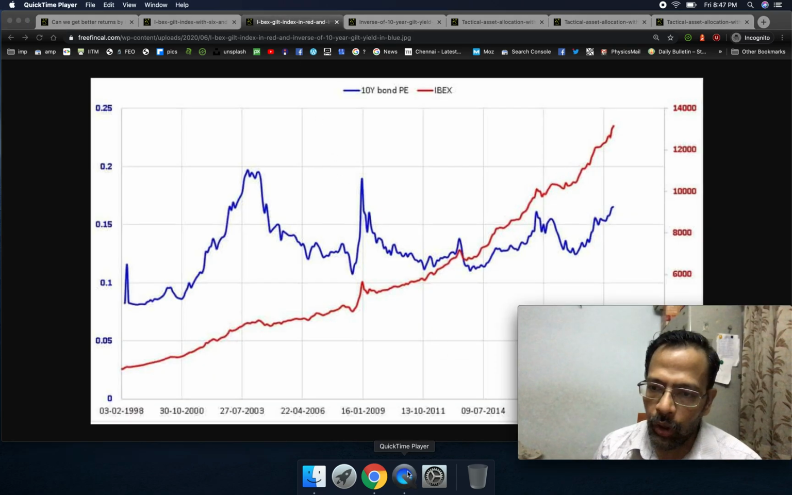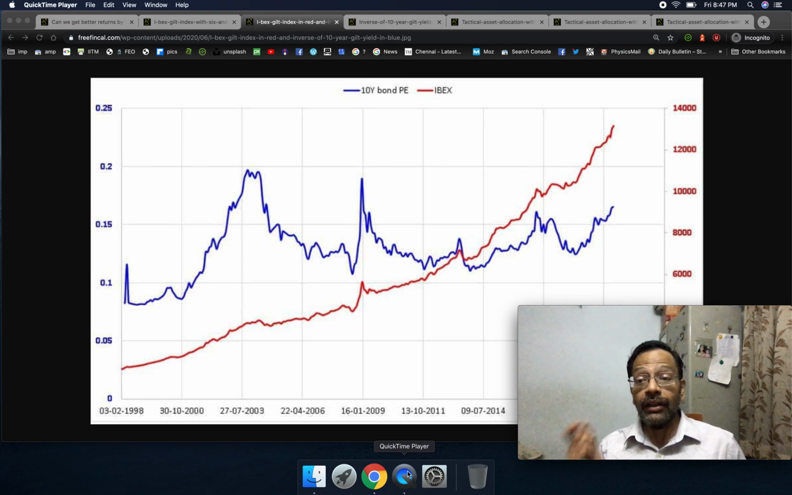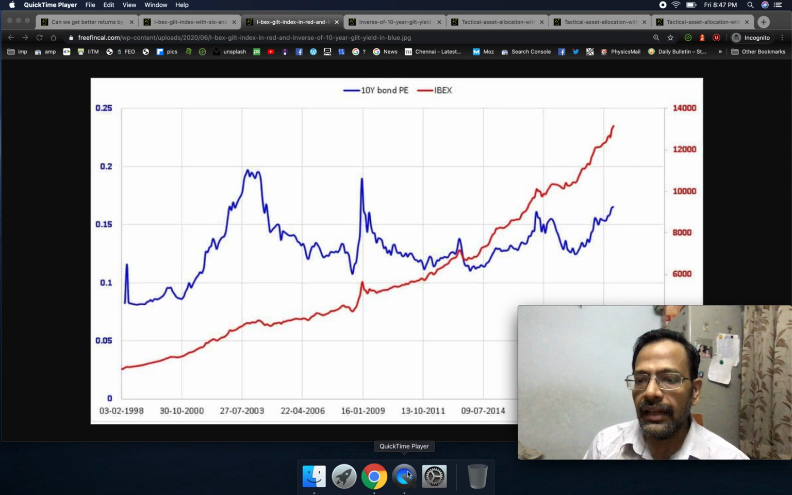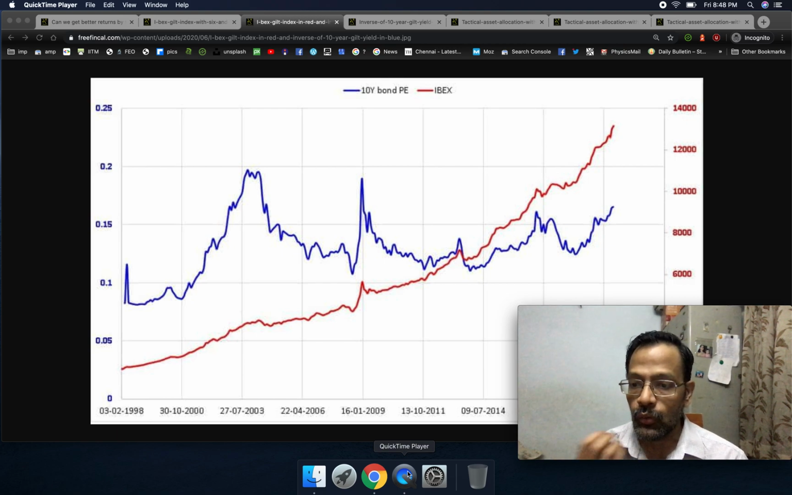10-year government bond. The yield is inversely proportional to the price. And what we have done is to take the yield and take the inverse of the yield. And that becomes the bond PE. Just like you take the Nifty PE and you take the inverse of the Nifty PE, then it becomes what is known as the earnings yield of equity. Similarly, you already have the bond earning yield. You take that yield and invert it, you will get the bond PE.